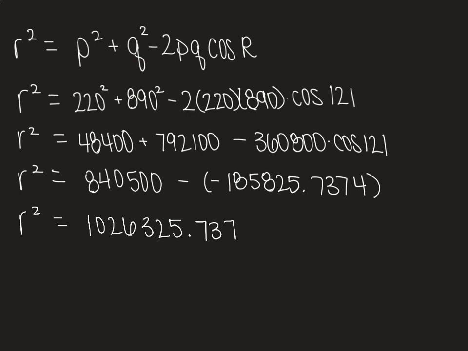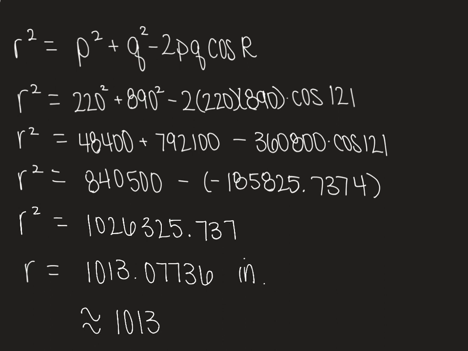We want r by itself, so we're going to take the square root of both sides. When you do, you get r to equal 1013.07736. So this is like the exact amount. Our problem here, or whatever problem you might be working on, might ask you to round, and this one asks you to round to the nearest whole inch. So we would round down to 1013 inches.